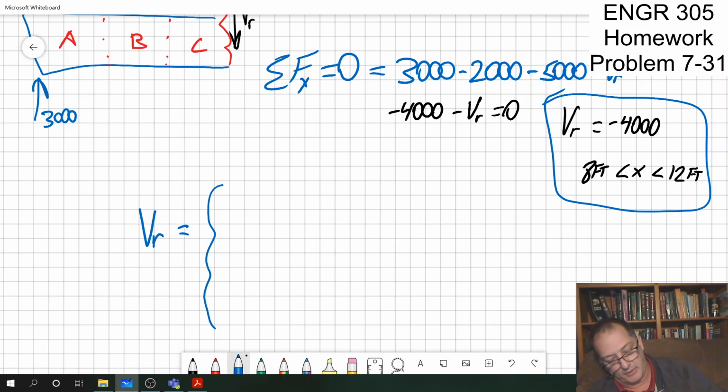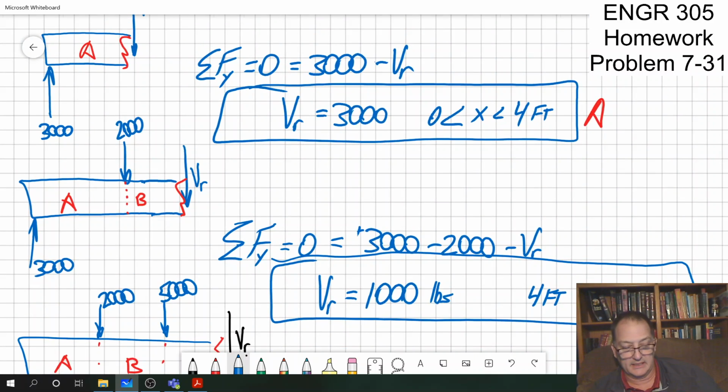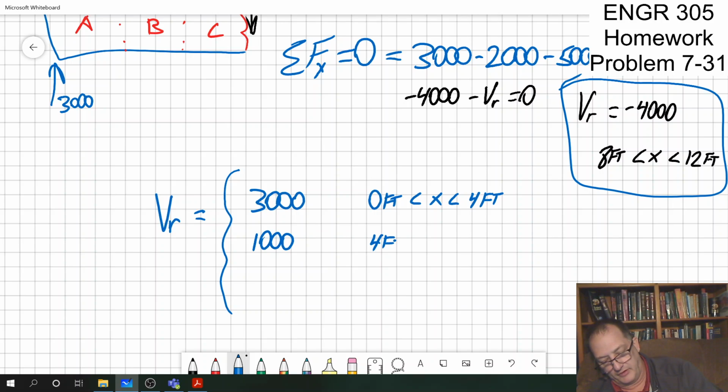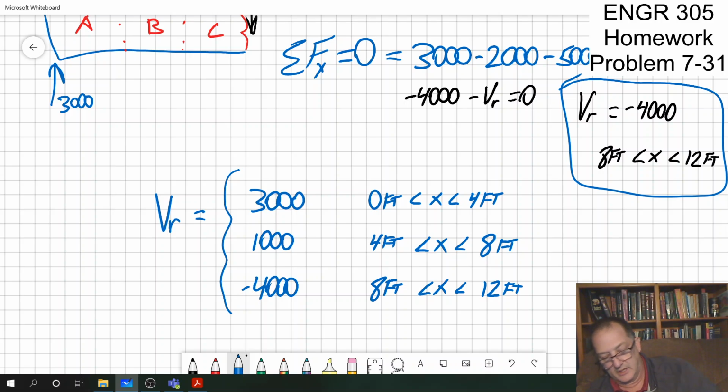and a lot of times we'll put these brackets. It's 3,000 from 0 feet up to 4 feet. It's 1,000 from 4 feet x up to 8 feet. And it's minus 4,000 from 8 feet to 12 feet.